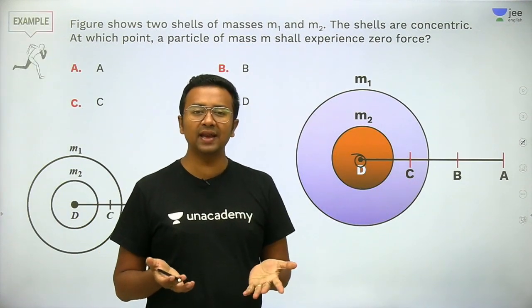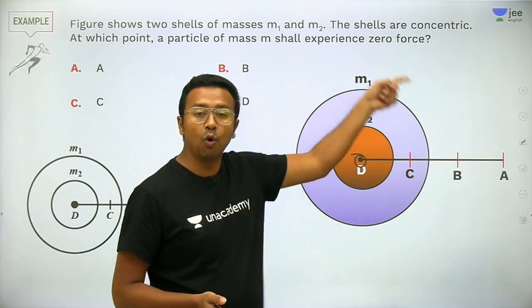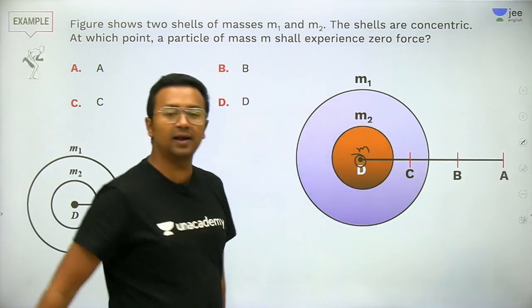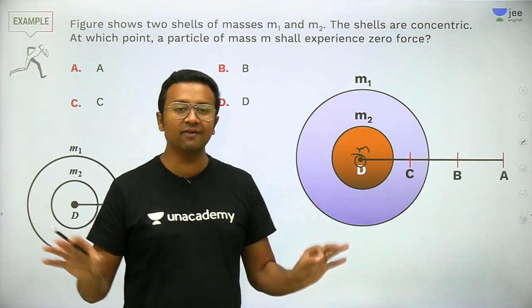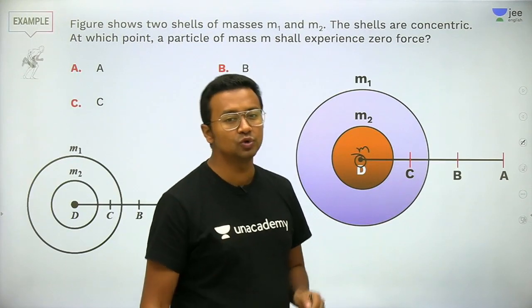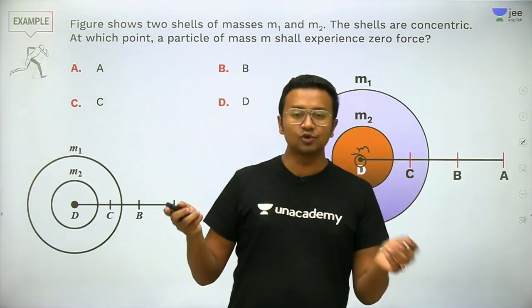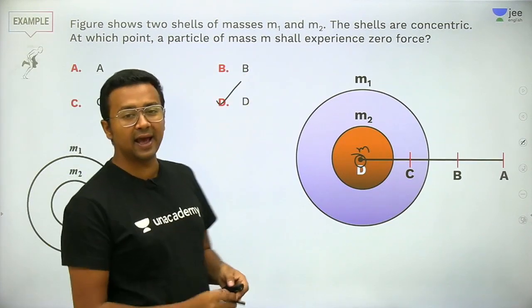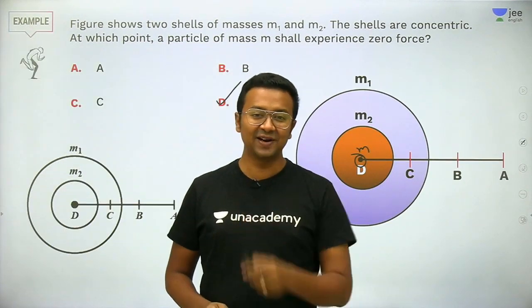Very simple enough. What about point D? Point D will not have any field at all. It is inside both these concentric shells. So if you place a mass m here, it is not going to experience any force because the field here is actually equal to 0. Okay, fine students, that's the end. So here option D would be the correct answer. Fine, let's move ahead to the next question.